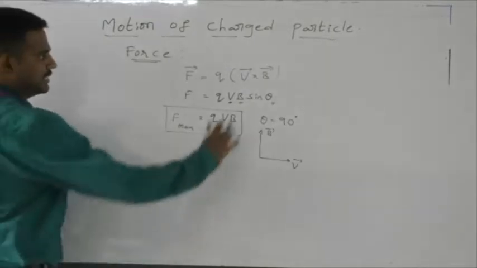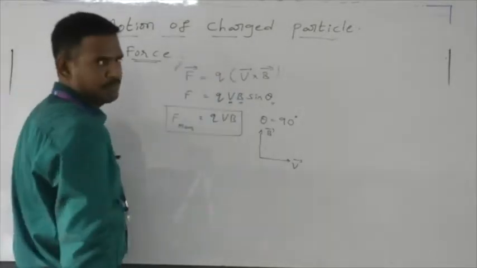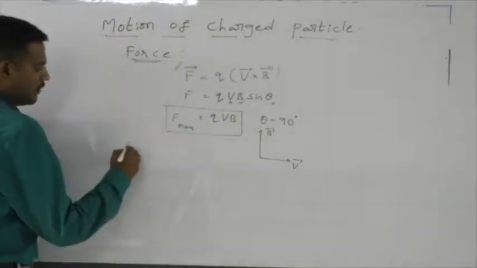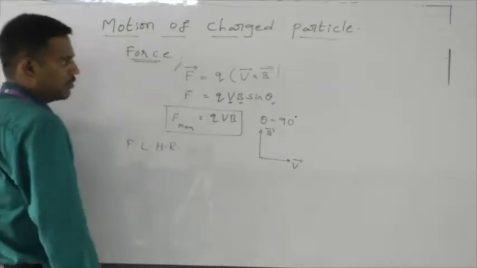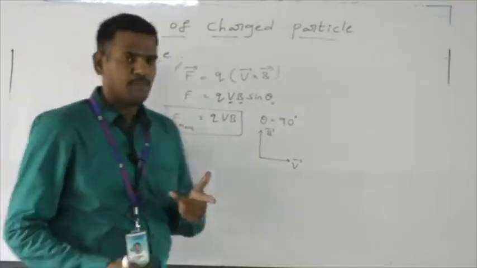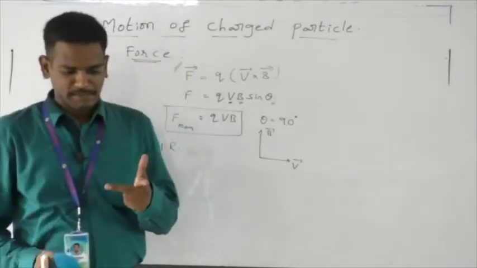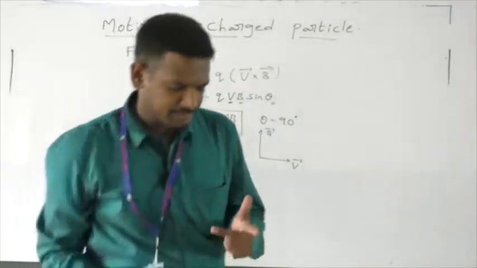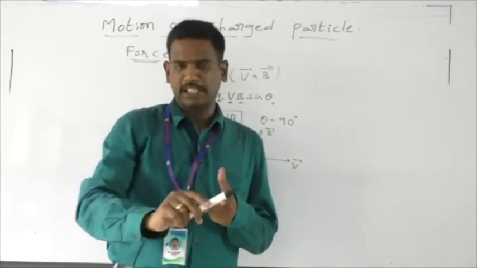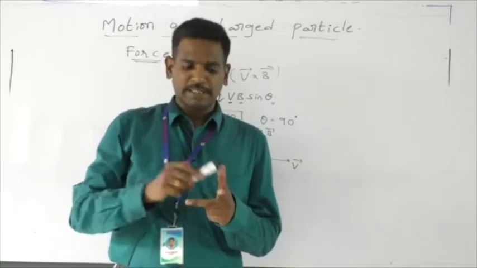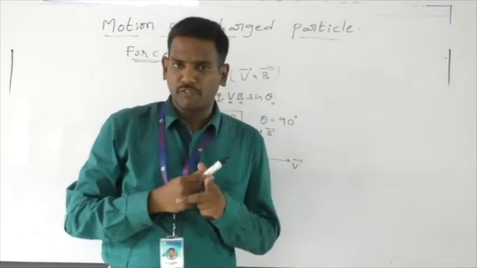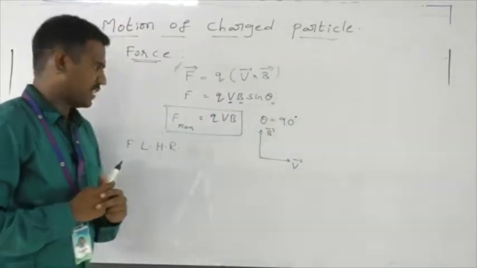Now the question arises, what is the direction of this force? The direction of the force is given by Fleming's left hand rule. What is Fleming's left hand rule? If I stretch my thumb, forefinger and central finger like this, the forefinger shows the direction of the field, the central finger shows the direction of motion of the charged particle, and the thumb shows the direction of the force. This is Fleming's left hand rule.